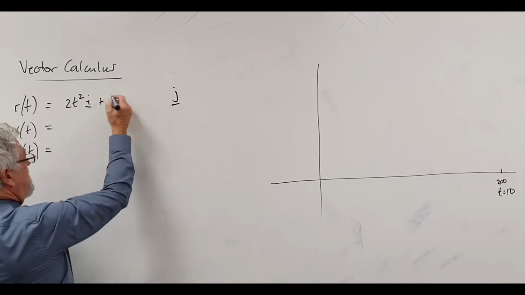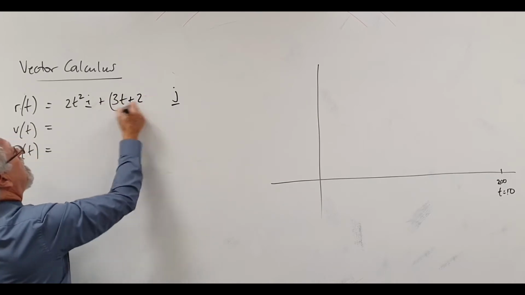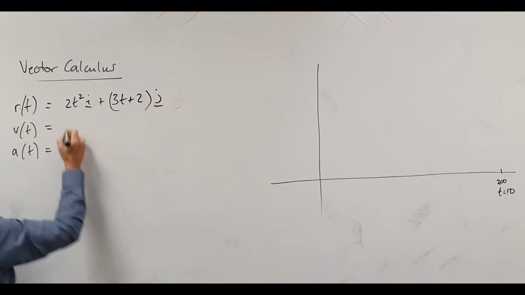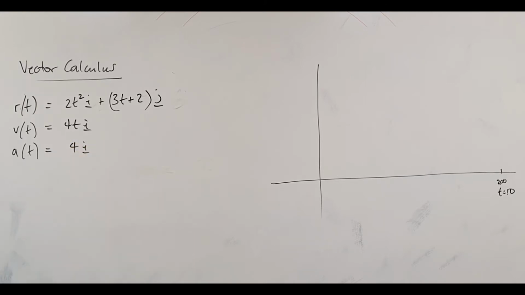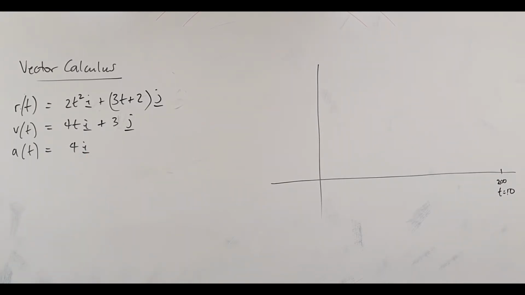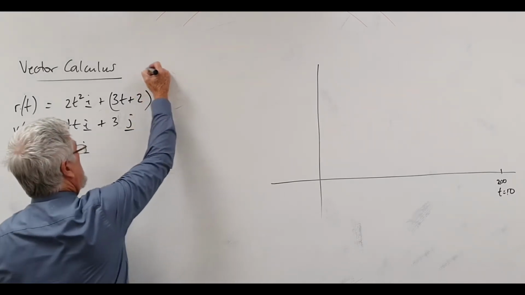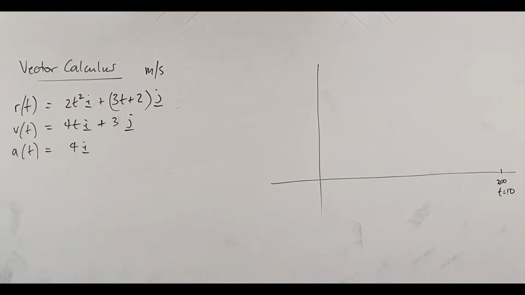And let's say we made this one, I don't know, 3t here. Pulling up any numbers, 3t plus 2, and I call that j like that. So if we differentiate that, that's going to become 4ti, and that's going to become 4i. That just becomes 3, and that becomes nothing. So the question I just made up is going to have an acceleration of 4, and if we were talking about, say, metres per second, it's accelerating at 4 metres per second every second. It has a direction, but just in the i direction.